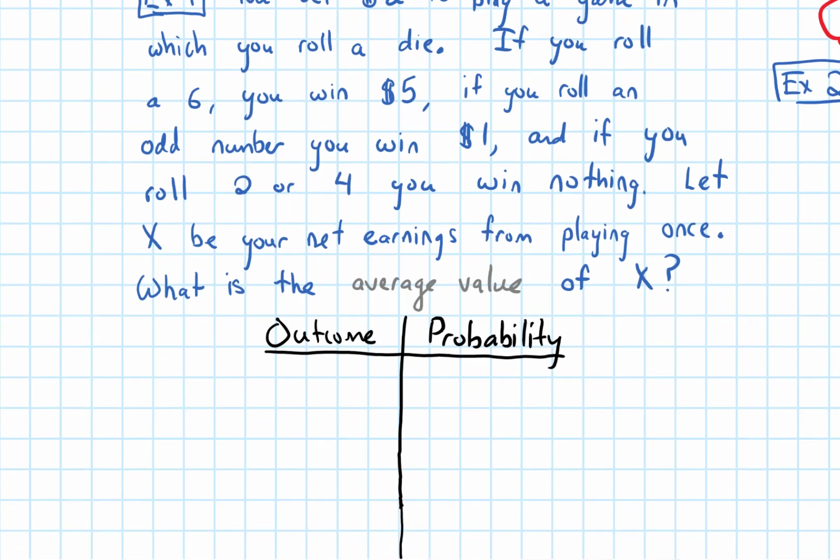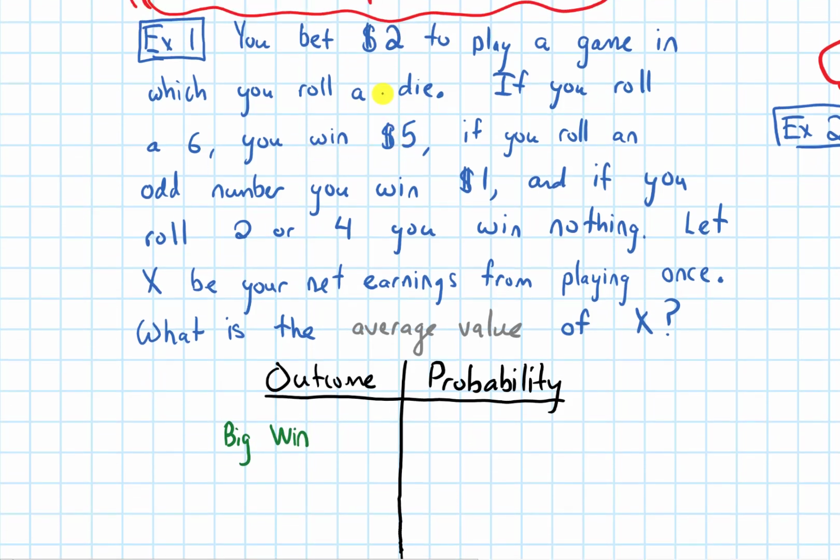So there are 3 overall outcomes. If we win $5, if we win big, I'm going to call that a big win. But remember that even if we win the $5, we did have to bet and pay $2 to play in the first place. So overall, our net earnings would have been $3 in that scenario. This 3 is coming from the fact that it's 5 minus 2. And that happens if we roll a 6. So the probability of that happening is 1 over 6.